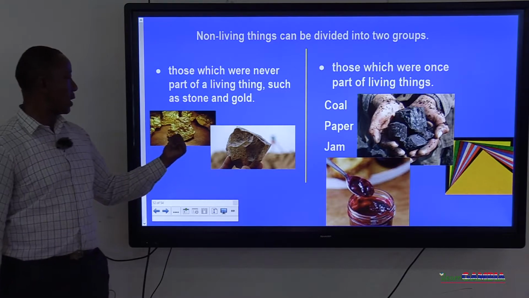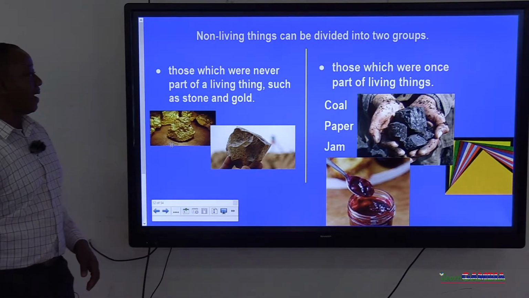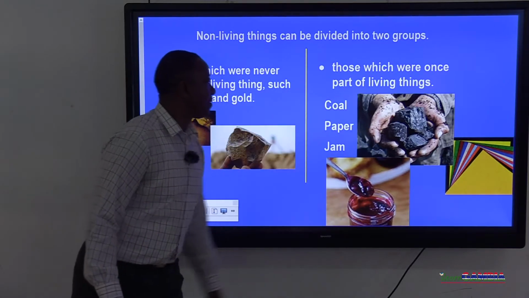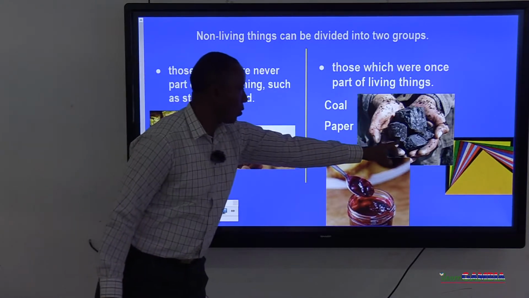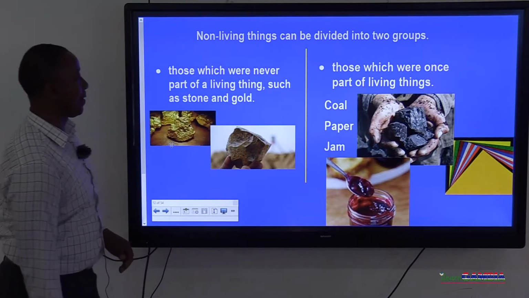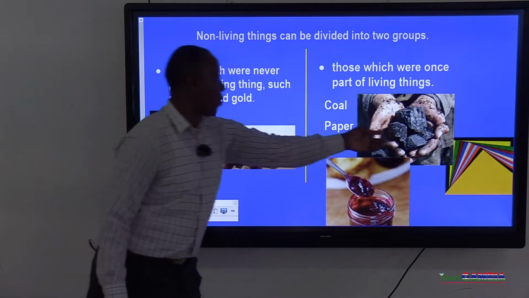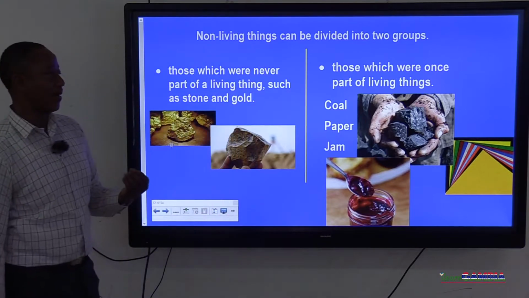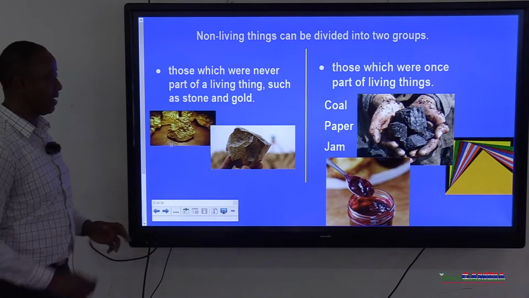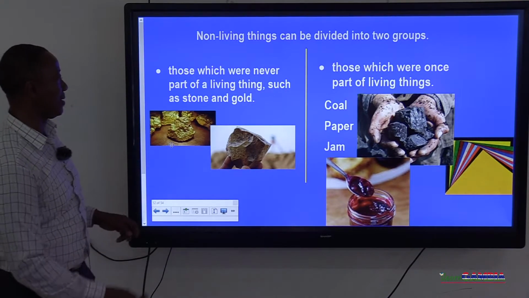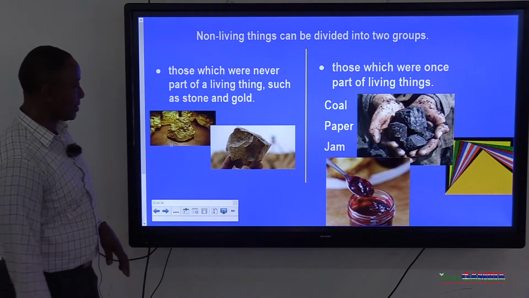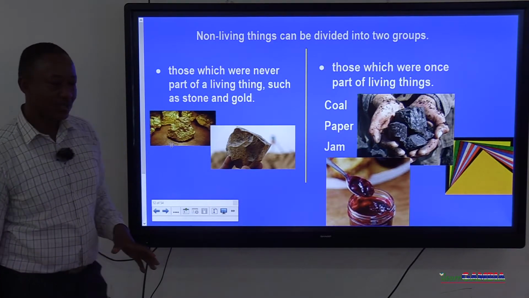Examples will be the gold and the stone. And then we have the second group, those which were once part of living things. We have coal, and there we have paper, and of course jam. Now, coal came from dead plants that were dead millions of years, and they undergo some process until they became coal. Paper we get from trees, jam we get from fruits.